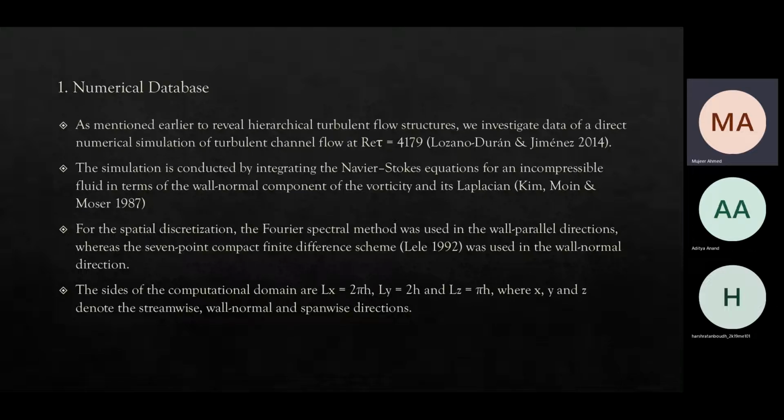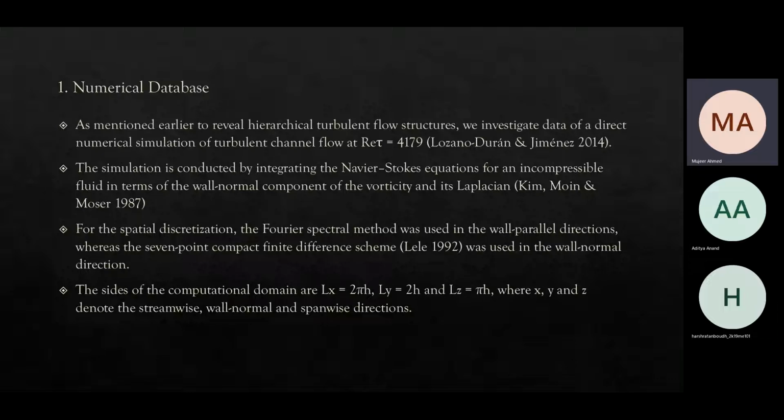Coming to the methodology, as mentioned earlier, to reveal the hierarchical turbulent flow structures, we investigate the data of direct numerical simulation of turbulent channel flow at friction Reynolds number 4179. The simulation is conducted by integrating the Navier-Stokes equation for an incompressible fluid in terms of the wall-normal component of the vorticity and its Laplacian. For the spatial discretization, the Fourier spectral method was used in the wall-parallel directions, whereas the 7-point compact finite difference scheme was used in the wall-normal direction.